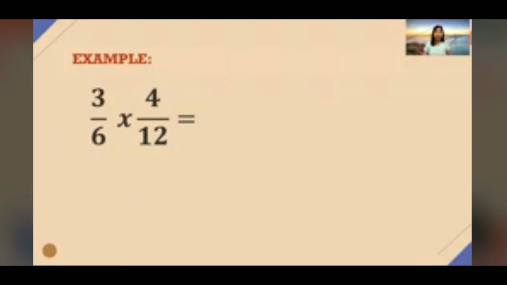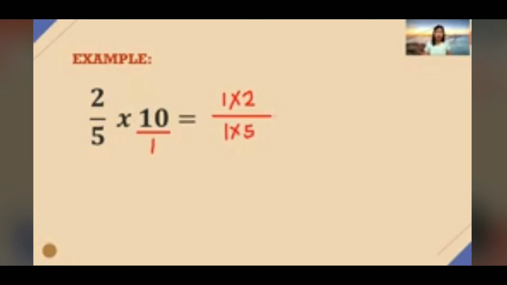Another example. 2/5 times 10. So again, we will just simply put 1 as our denominator to rename our whole number. So we will look for the prime numbers. And the prime factors of 2 are 1 and 2. How about 5? 1 and 5. And then 10, the prime factors of 10 are 2 times 5. So, 2 and 5.